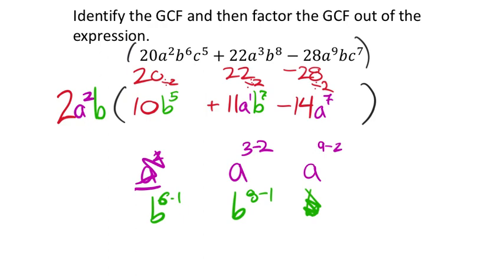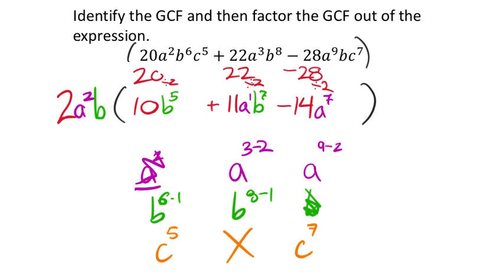Next up, we have c. So that first term has c to the power of 5. That last one has c to the power of 7. You'll notice there's no c's in the middle term. That means that we can't factor out any. Some students are like, well, I can take out 5 c's, right? No, there's nothing you can do with that middle one. It has to be with all of them.